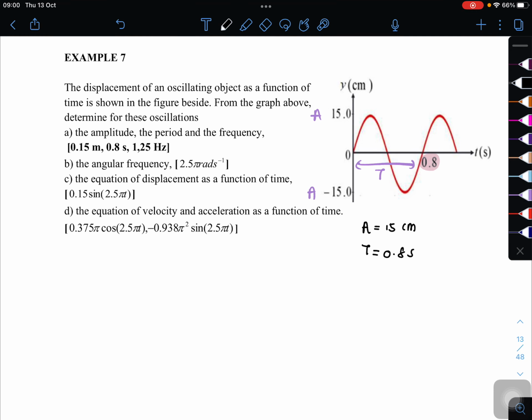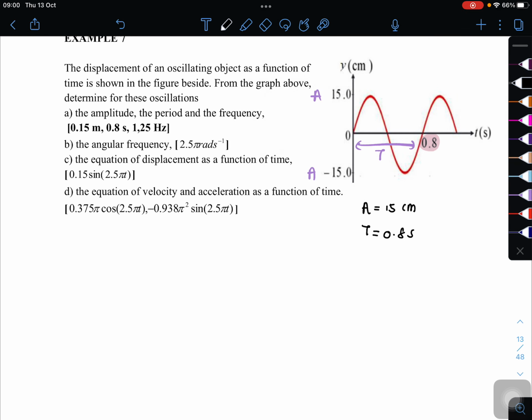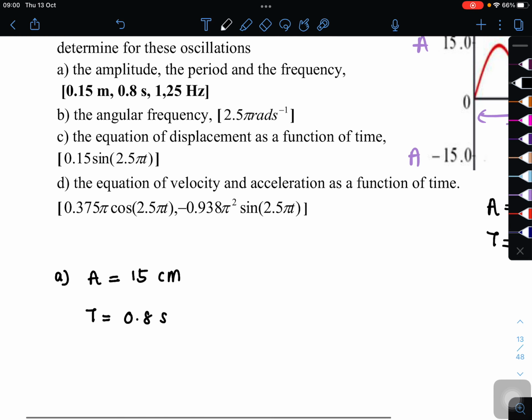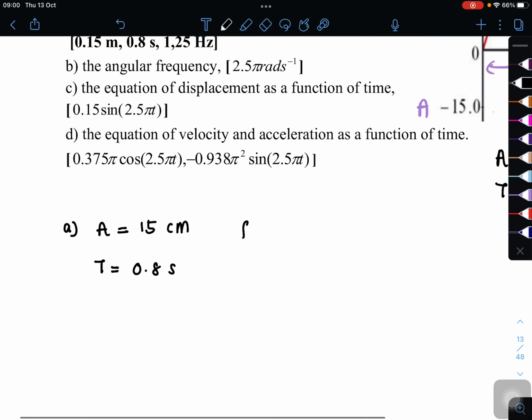Okay, then we can answer the first question. It asks for the amplitude. So the amplitude we can get directly, which is 15 centimeter. And then second one, we want to find the period, which is 0.8 second. And then next one, we want to find the frequency. So the formula for frequency is 1 over T. So 1 over 0.8, which is equal to 1.25 Hz.